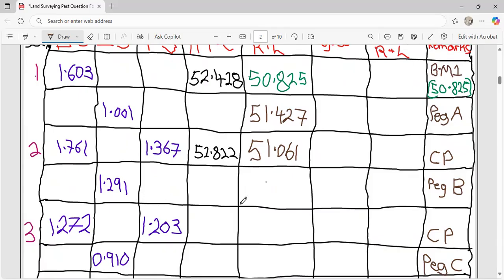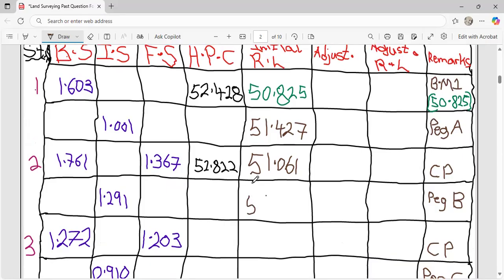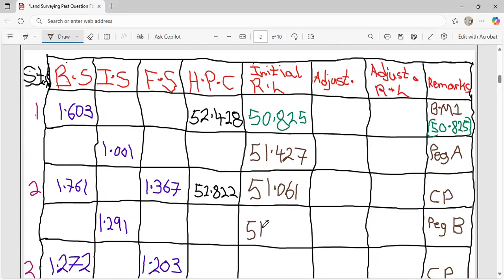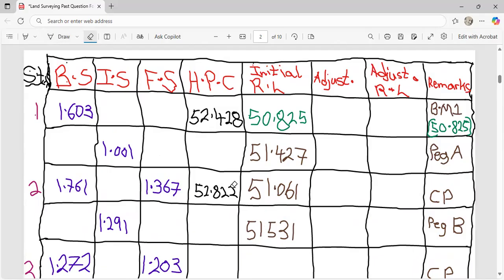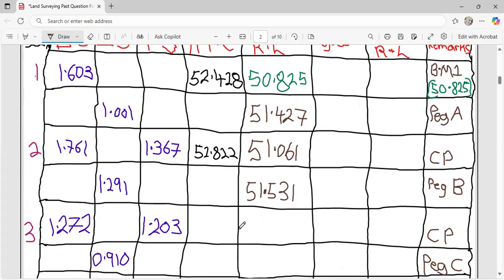And that is going to become what? 52.822 minus 1.291. And in doing so, we are going to get 51.531. Good. From here, what else are we supposed to know? We just have to move to the next row.